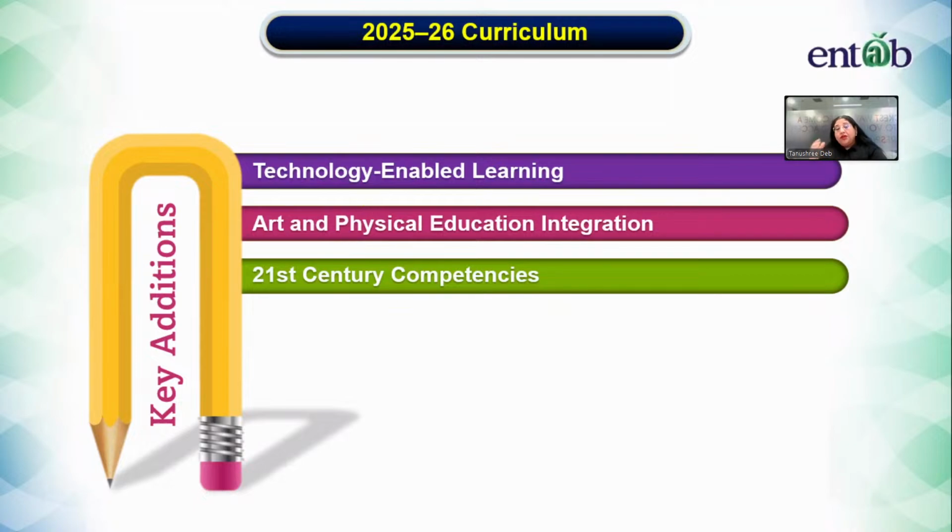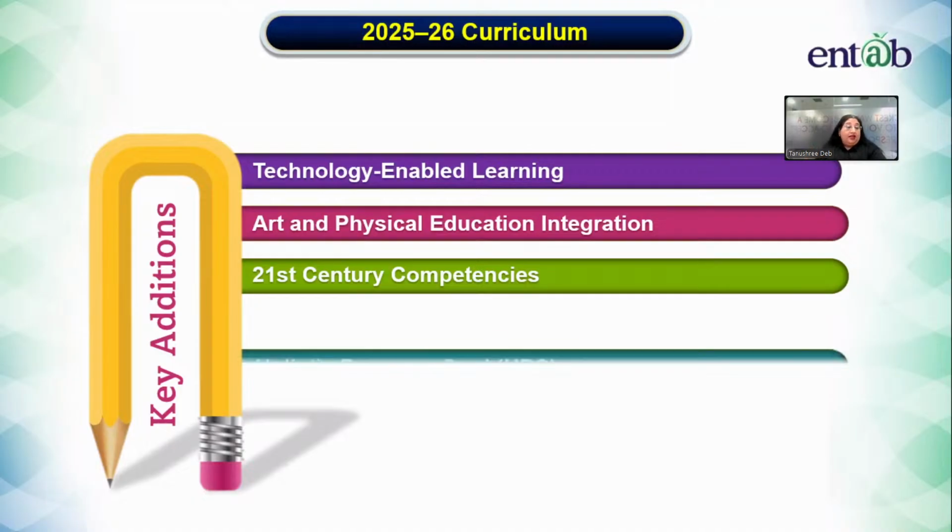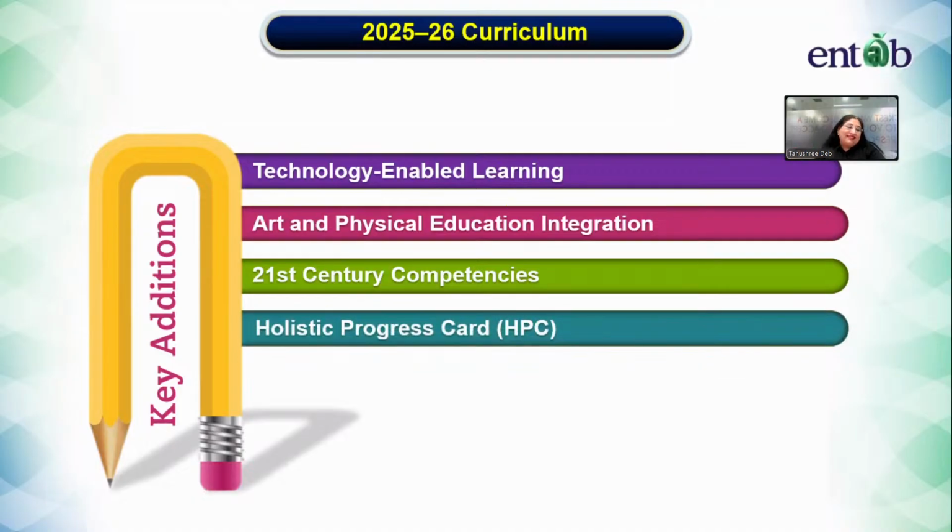Further, what is going to happen if we move step by step in this way? The next step is about the holistic progress card. The assessment system is evolving. We are shifting from the traditional report card, which is getting replaced by the holistic progress card.